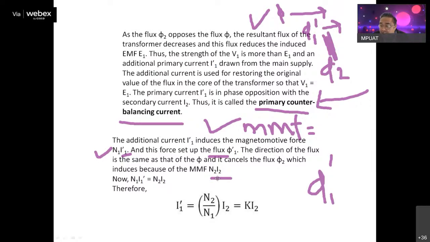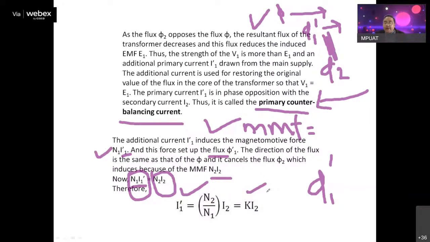Why they are balancing each other? In order to maintain our main original flux phi. Therefore I can write down that N1I1 dash, that is the primary counterbalancing current MMF and the secondary MMF, both should be equal in order that your flux phi should be maintained. Or in other words, I can also write down I1 dash. When I will rearrange this equation, what I will find? I1 dash is nothing but N2 over N1 into I2, and N2 over N1 is nothing but K. It is clear or not?